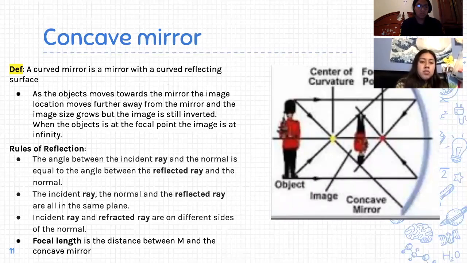A concave mirror is a curved mirror with a curved reflecting surface. As the object moves towards the mirror, the image location moves further away from the mirror, and the image size grows, but the image is still inverted. When the object is at the focal point, the image is at infinity.